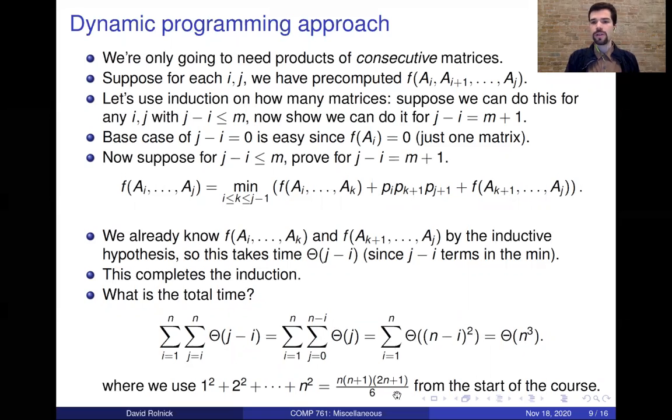And if you want an intuition for why the sum of squares is cube of n, the sum of 1 squared, 2 squared, all the way up to n squared is n times (n plus 1) times (2n plus 1) over 6. We proved that, or we looked at that, in the induction class.